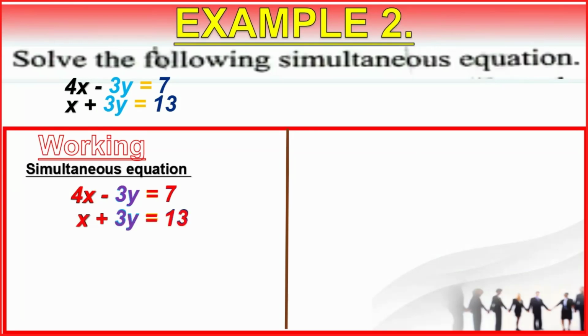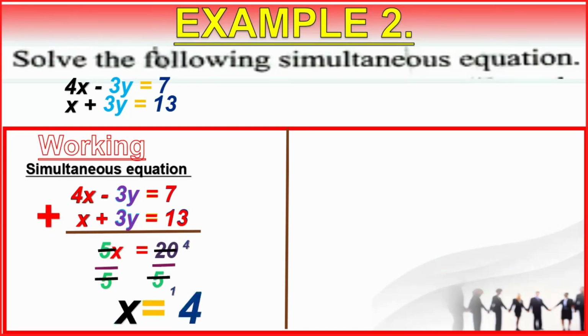Already we have said we are going to eliminate by addition, because they have different signs, that is, one is negative and the other is positive. Look at the case of y. It has to become 0 through addition. So 4x plus x is 5x, and 7 plus 13 is 20. So 5x equals 20. Then you divide by 5 on both sides. So x equals 4.